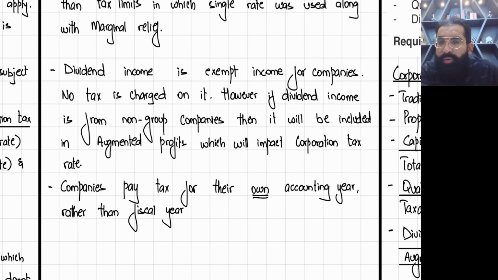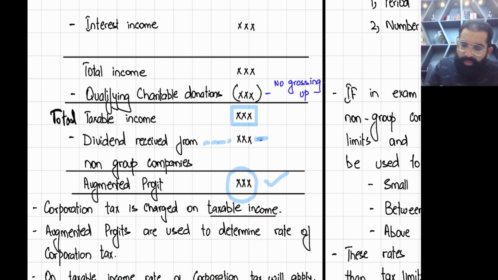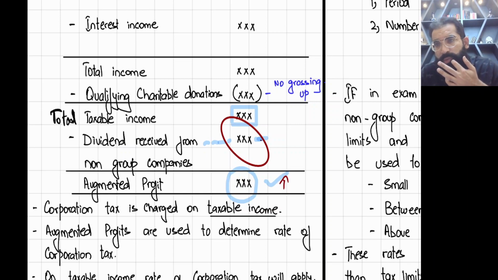However, if dividend income is received from non-group companies, then it will be included in augmented profits, which will impact the corporation tax rate. See, dividend received from non-group companies is added here. Can you see? So it will increase your augmented profit and so the tax rate. But that tax rate will be applied on taxable income. So again, this dividend received from non-group companies is exempt, no tax on it, but it will just increase your tax rate.